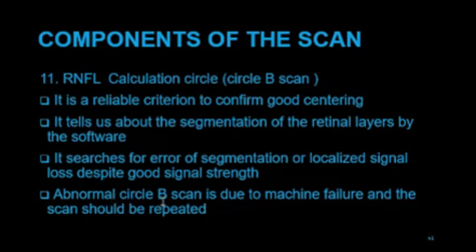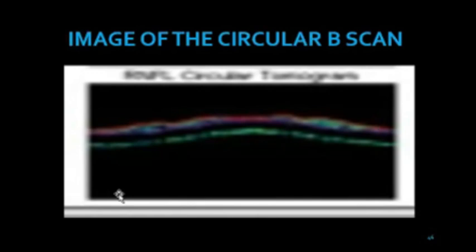Are we together? An abnormal B-scan is due to machine failure, and the scan should be repeated. So when you see an abnormal circle B-scan, it is due to error of the machine, and then the scan should be repeated. This is an image of the circular B-scan. I know it might not be so clear, but if you have an OCT result with you, you'll be able to appreciate the image of the circular B-scan.